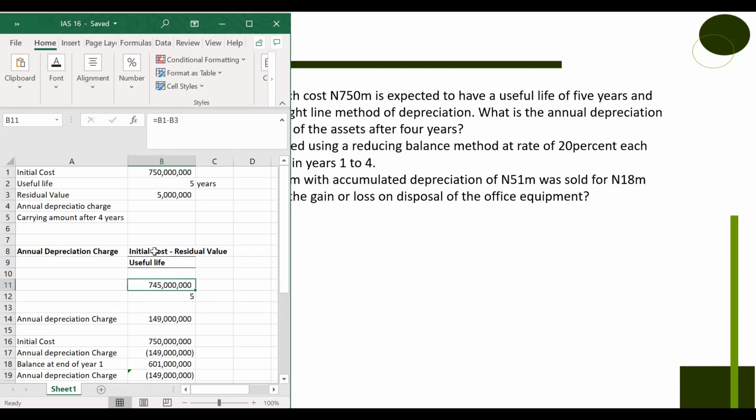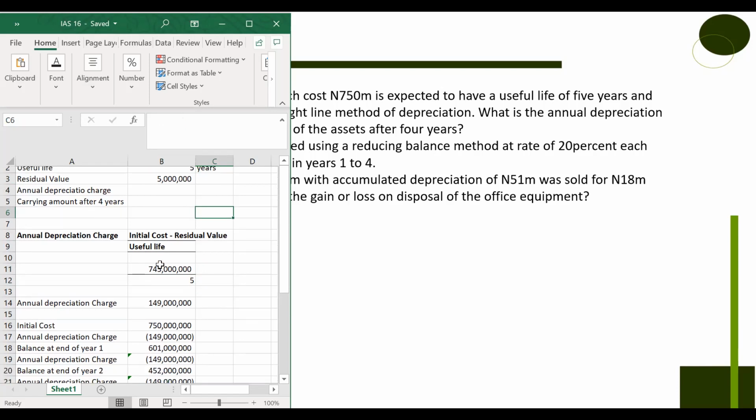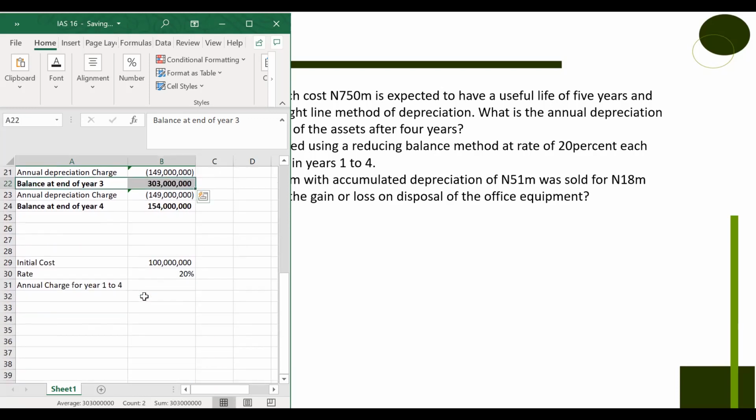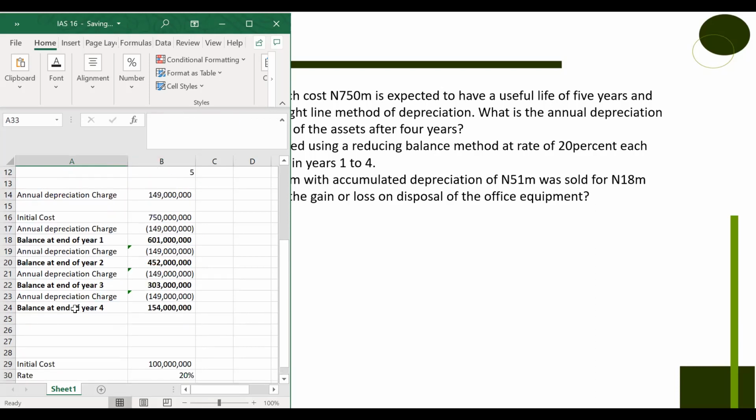In some instances, the residual value might be 0. You still do initial cost minus 0, and anything minus 0 is that number, right? 750 minus 0 is 750. 750 divided by the useful life. That is this. And you can see the depreciation charge is the same across all the periods. Depreciation charge is 149 that we used throughout. But when we do the reducing balance method, you will see that it will not be the same. So let's quickly do this so that we can use that to explain depreciation charge.